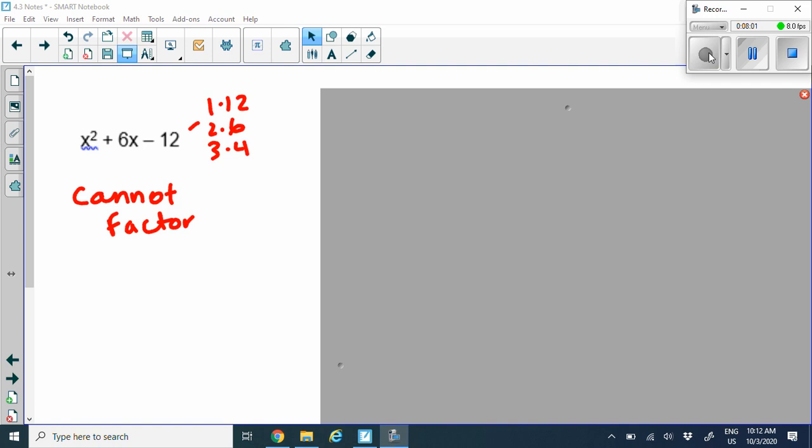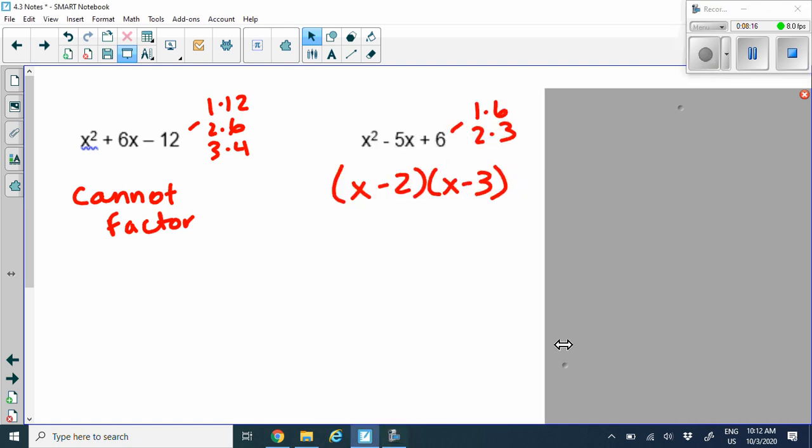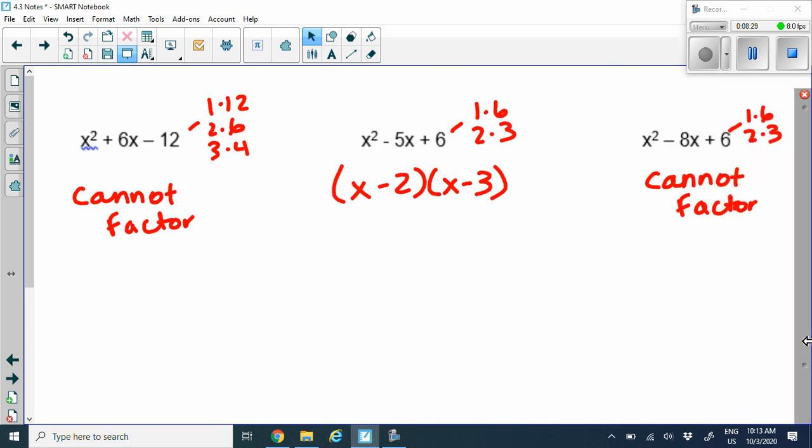Okay, let's look at this one. Notice when I found the factors of 12, none of them added up to our middle term of 6x. So when that occurs, we just say it's non-factorable, or you cannot factor it, okay? Here's the answer to the next one. So this one we have x minus 2 times x minus 3. So negative 2 minus 3 does add up to our middle term. And negative 2 times negative 3 gives us positive 6. And then the last one was also non-factorable. You cannot factor it, because when we found the factors of 6, none of them added up to our middle term of negative 8x.